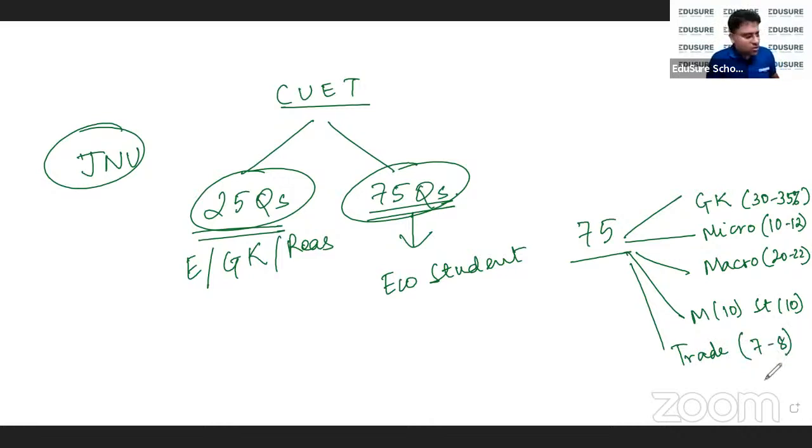So when I talk about CUET, the first 25 questions are GK, English, reasoning, very basic parts, and 75 questions which is core JNU. In that, these are the approximate bifurcations: GK, micro, macro, math, stat and trade. Now if I talk about the level of questions in CUET, the level of question in CUET will be similar to JNU past papers.